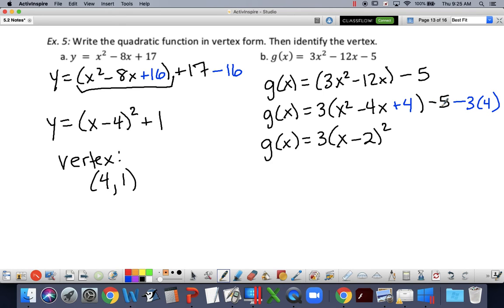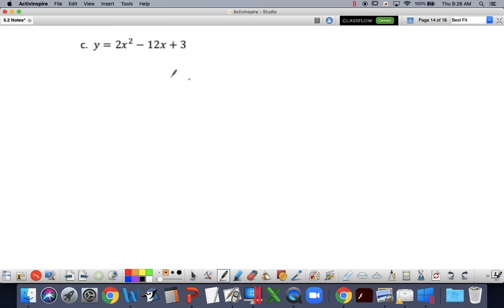So I've got -5 minus 12, -17. So my vertex for this function ends up being at 2, -17. I encourage you to pause the video now and try letter C on your own before I put the answer up. We have a 2 there, so right, I'm going to have my 2x squared minus 12x plus 3.